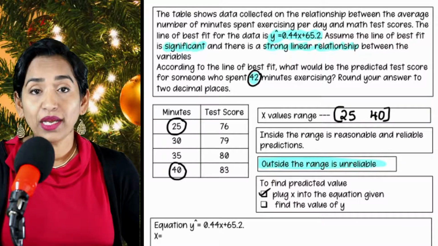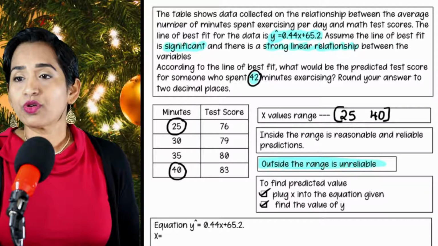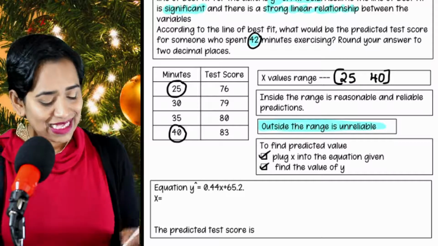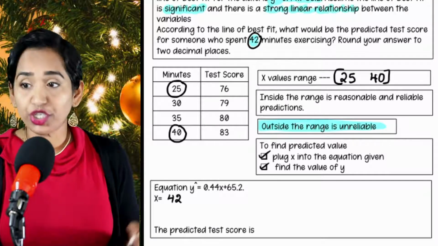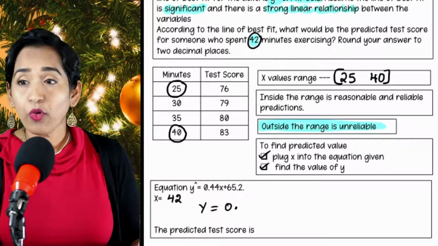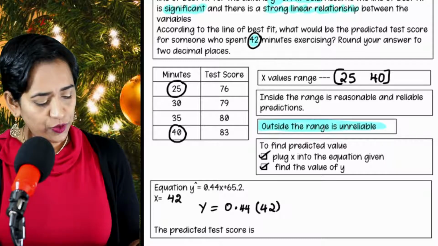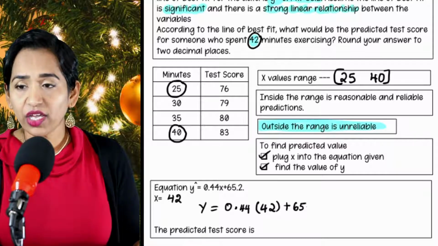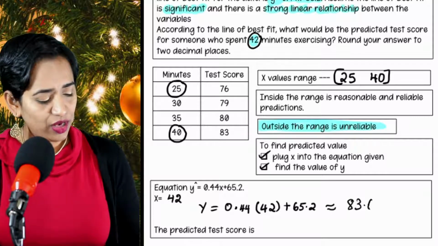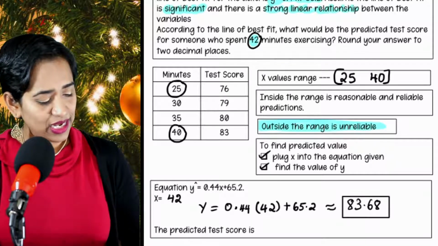But they still ask me to predict, so I'll do it. How do I do it? Plug x into the equation and find the value of y. I'm going to scroll this up. So my x value that they're asking me to predict for is 42. I'm going to plug into the equation. Y is equal to 0.44 times 42 plus 65.2. And that's approximately 83.68.